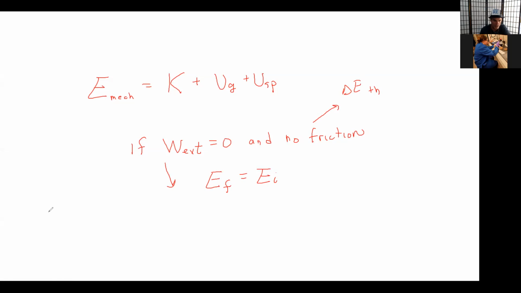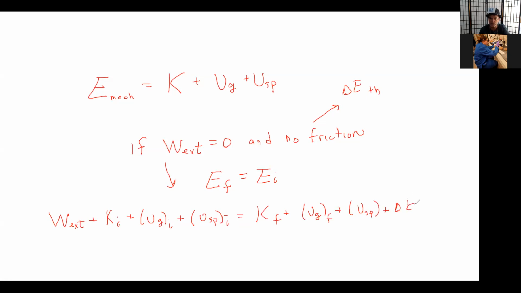Remember, our big equation is the work done by all external forces plus my initial kinetic energy plus my initial gravitational potential plus my initial elastic potential equals my final kinetic plus my final gravitational potential plus my final elastic potential plus any thermal energy generated. So if no external forces are doing work and there is no friction, so no thermal energy is generated, then the sum of kinetic plus potential is not changing. We call this sum mechanical energy. If there's no work done by outside forces and no frictional forces removing energy as heat, then the initial kinetic plus potential equals the final kinetic plus potential.